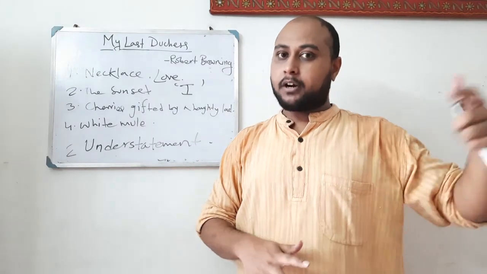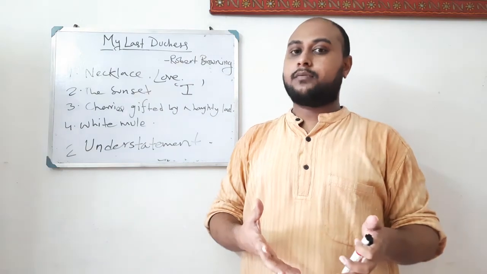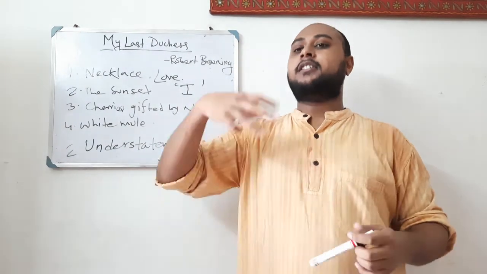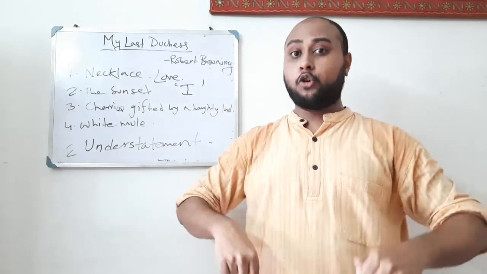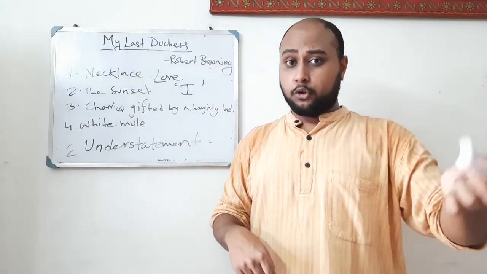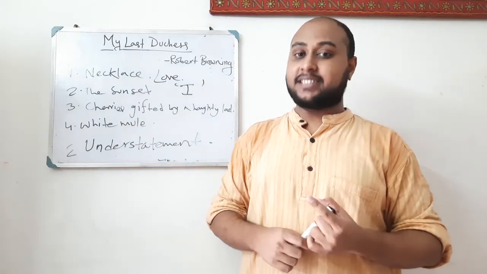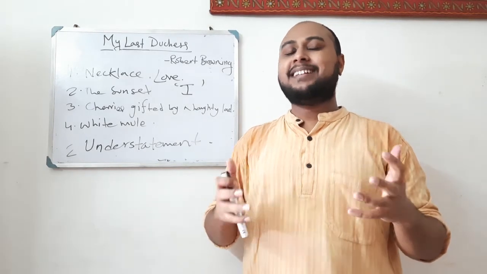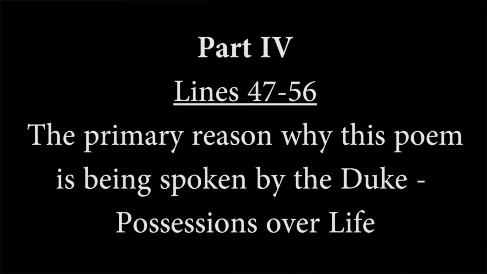So the second part was the description of the Duchess and what the problems with the Duchess were. The third part: he would not stoop, and therefore what did he do? He had the Duchess killed. And now the last part: why is he telling this story? What is the point of this entire poem?